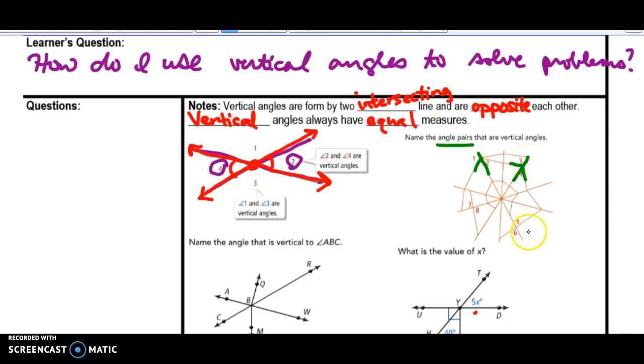If I jump down here to angles 5 and 6, though, I can see they're opposite of each other, and they're both formed by the same two lines. These two green lines I've just drawn intersect each other and give us angle 5 and angle 6. So that would be one pair of vertical angles. And if I look at angles 7 and 8, I can see they're opposite of each other, and they're both formed by these two lines. So angle 7 and angle 8 would also be vertical. So not only do they have to be opposite each other, they have to be formed by the same two intersecting lines.